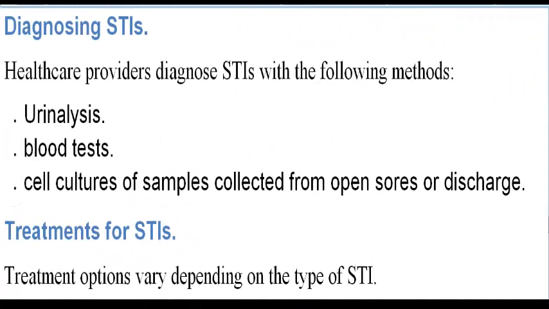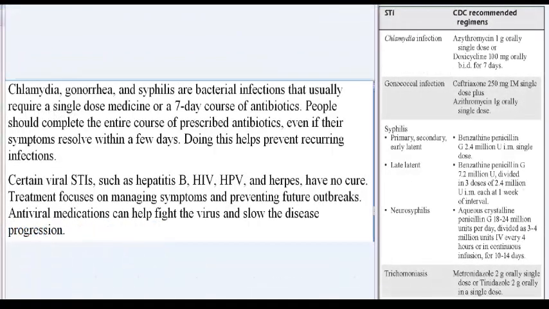Diagnosing STIs. Healthcare providers diagnose STIs with the following methods: urinalysis, blood tests, cell cultures of samples collected from open sores or discharge. Treatments for STIs. Treatment options vary depending on the type of STI. Chlamydia, gonorrhea, and syphilis are bacterial infections that usually require a single-dose medicine or a 7-day course of antibiotics. People should complete the entire course of prescribed antibiotics, even if their symptoms resolve within a few days. Doing this helps prevent recurring infections.